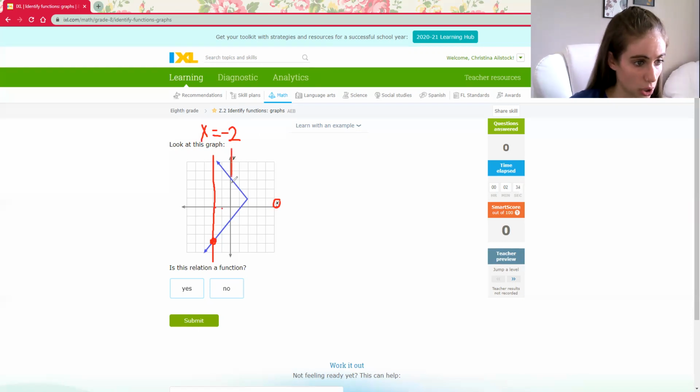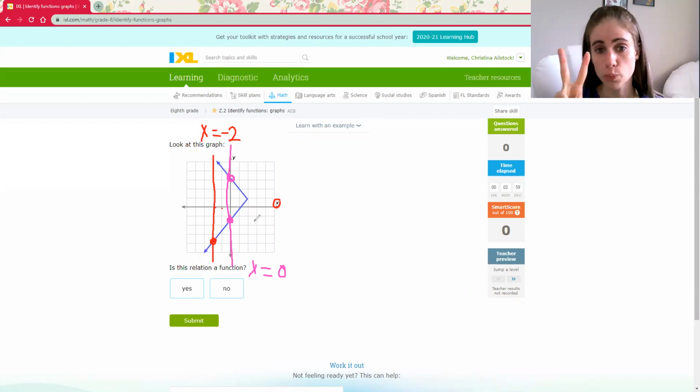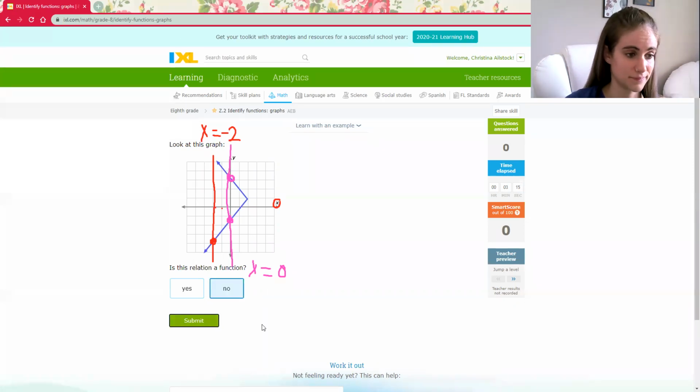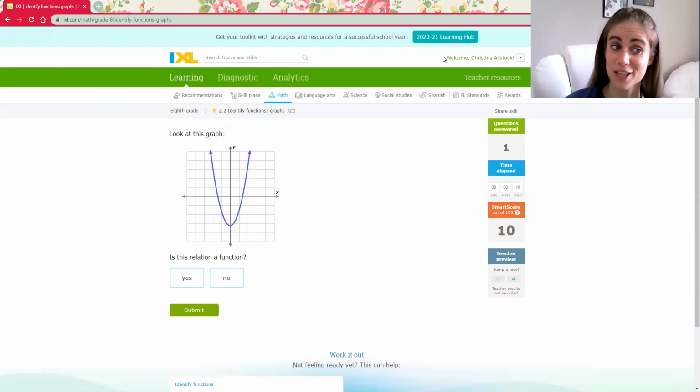But if I go and draw a vertical line right here, ooh, I should have changed my color. Here we go. If I draw a vertical line right through here, that's not a very straight line, but that runs through the x value of 0, it intercepts my graph here and here, which means there are two points on my graph that have the x value of 0, which means my input repeats, my x value repeats. So it is not a function. And that's correct.